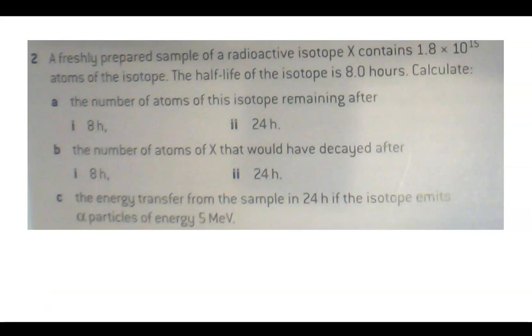Prepared sample of a radioactive isotope X containing 1.8 times 10 to the 15 atoms of the isotope. The half-life of the isotope is 8 hours, and we've got to calculate, part C, the energy transfer from the sample in 24 hours if the isotope emits alpha particles of energy 5 mega electron volts. Alright, so let's jump across.